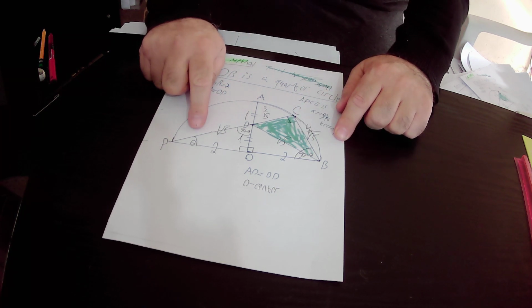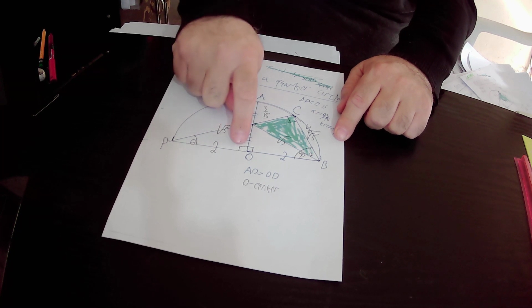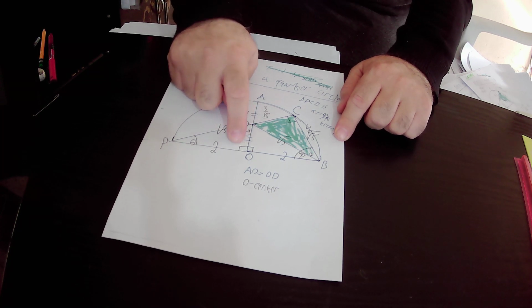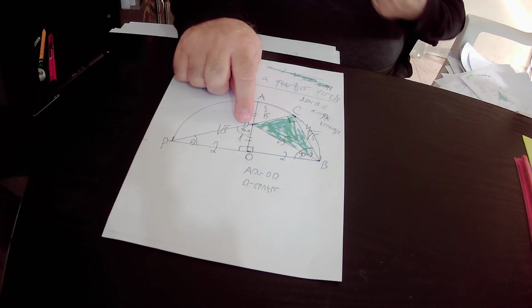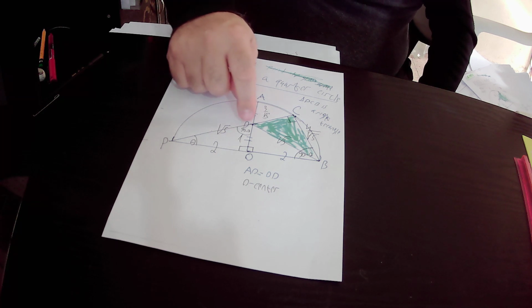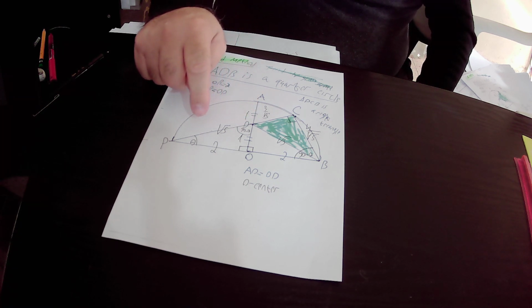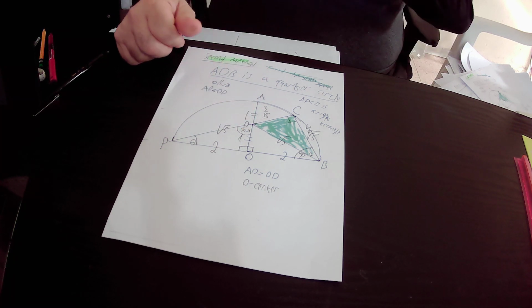We defined angle DPO as theta. This angle equals 90 degrees, so the missing angle must be equal to 90 degrees minus theta in order to complete the sum of the angles in the right triangle DPO to 180 degrees. This angle must be equal to 90 degrees minus theta. Why? Because 90 degrees minus theta plus theta is 90 degrees, and 90 degrees plus 90 degrees is 180 degrees.